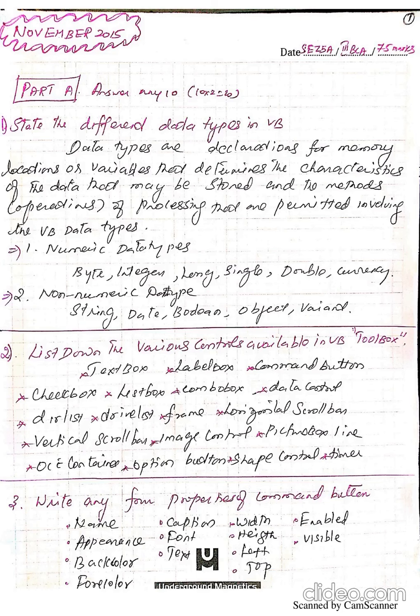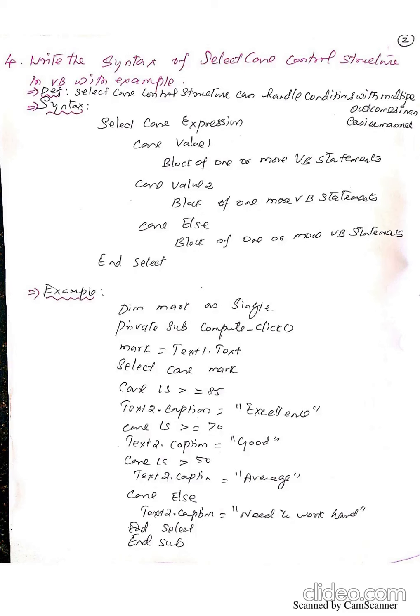Question 3. Write any 4 properties of command button. Name, caption, width, enable, appearance, font, height, visible, back color, text, left, fore color, top.